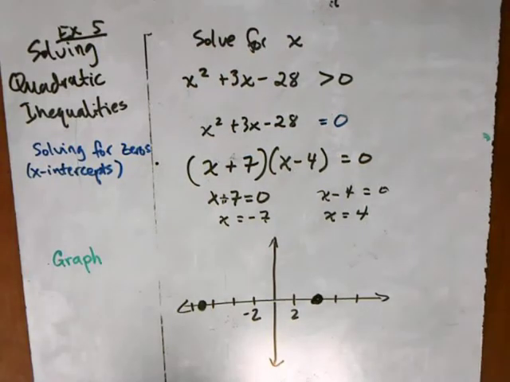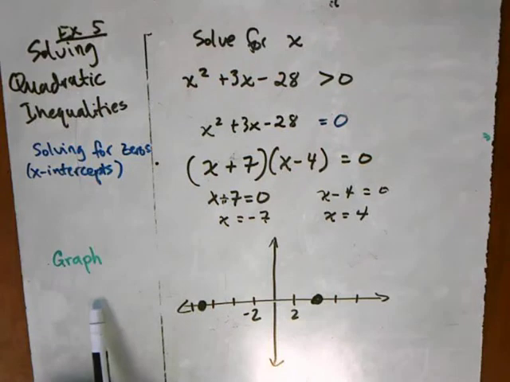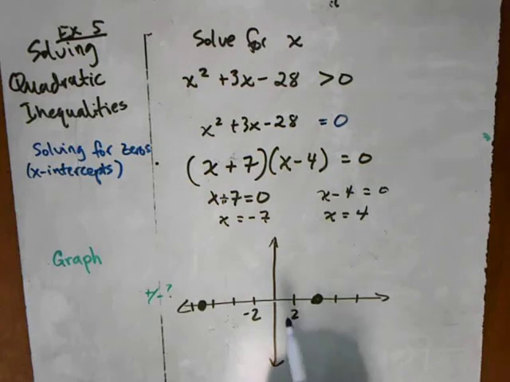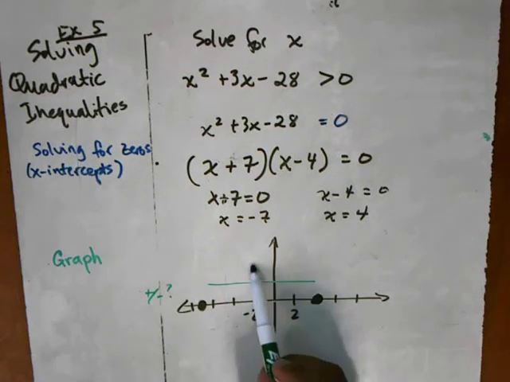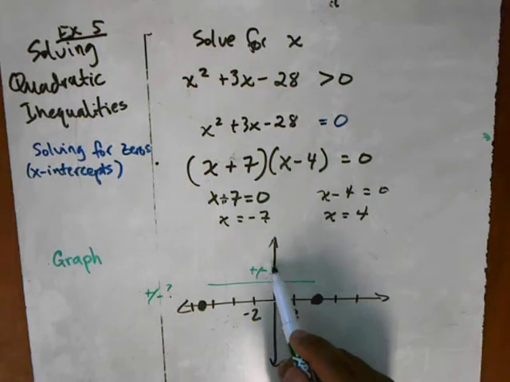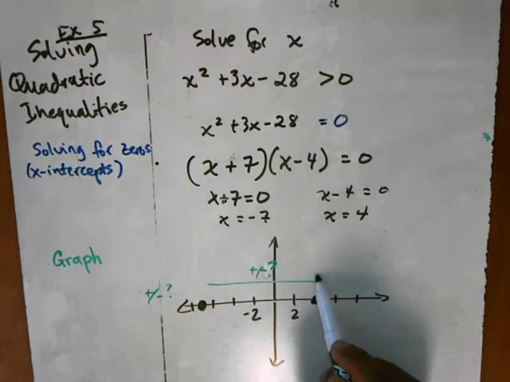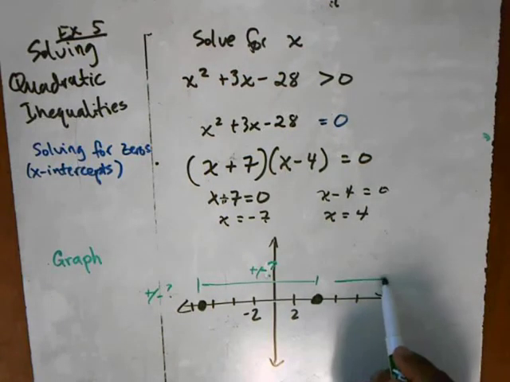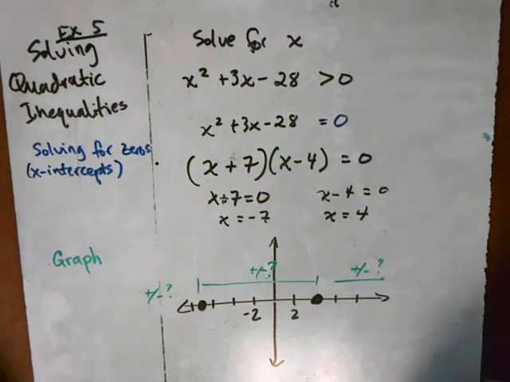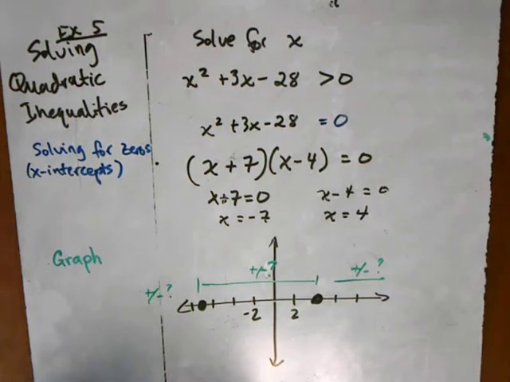Now, what I'm really interested in is what's going to happen to the left of here. If I go to the left of this point here, will this be positive or negative? When I go in between here, will this be positive or negative? And when I go to the right of the x-intercept, will this be positive or negative? I don't really know yet. And the best way to do this is, again, just to graph.